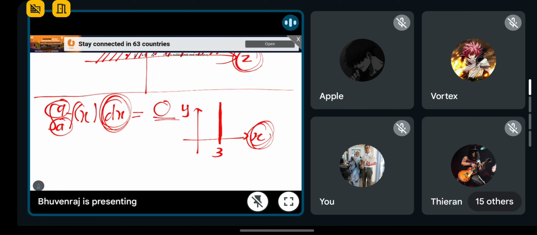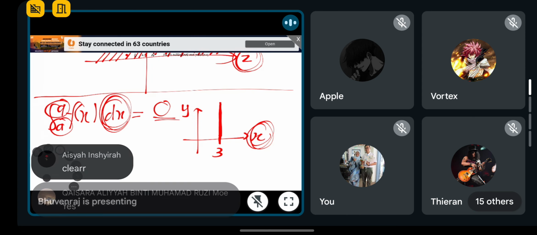Okay guys, are you clear on this first formula? Can everyone respond? Semua tolong respond. Clear or not? Some more guys, others. Okay, make sure you all really understand all this formula.